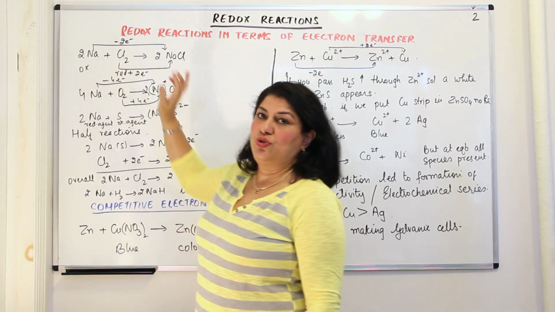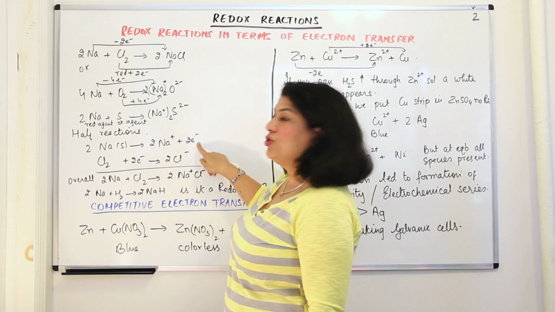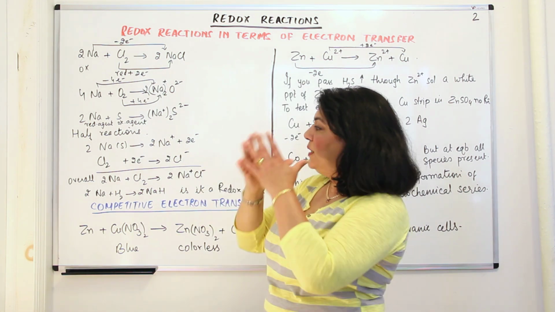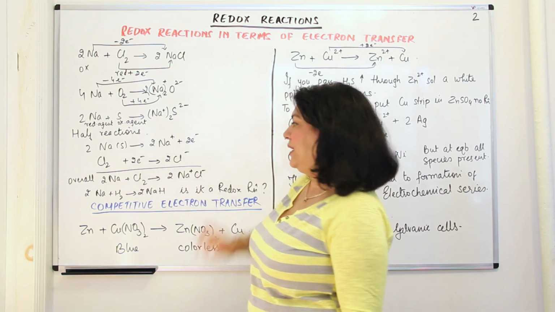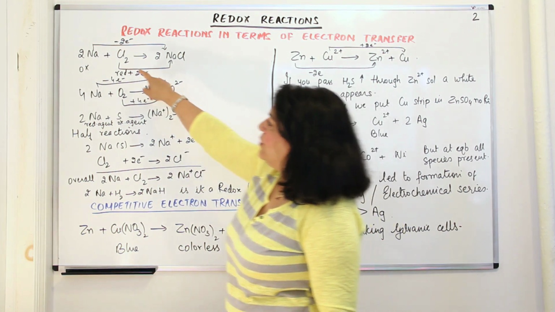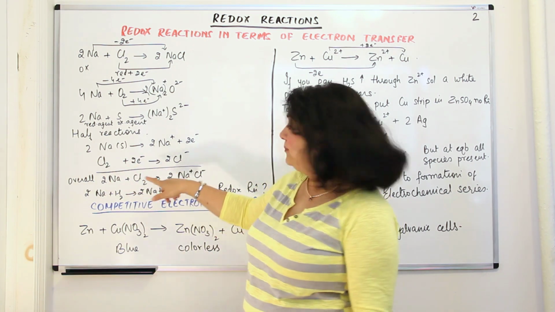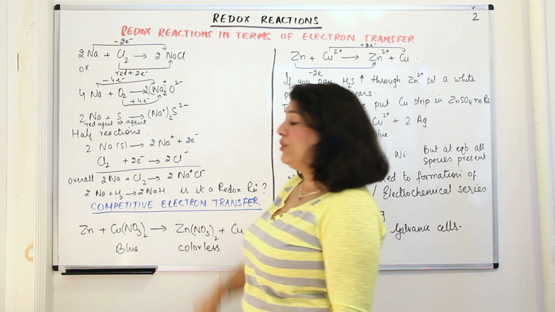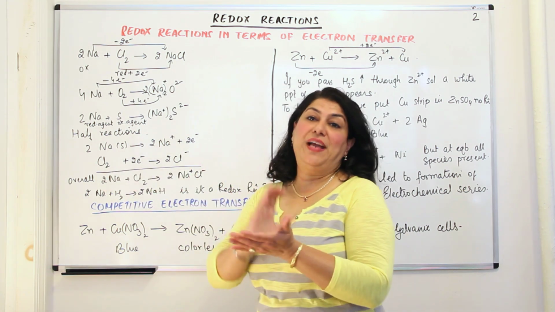Sodium atom loses 2 electrons. So we write sodium atom gives you sodium ions and it loses 2 electrons. So 2Na breaks to form 2Na positive, and 2 electrons are given out. On the other hand, what happens to chlorine? Chlorine gains 2 electrons which are given out by sodium, and it results in the formation of chloride ions. And the overall redox reaction is the sum of the 2 half reactions.